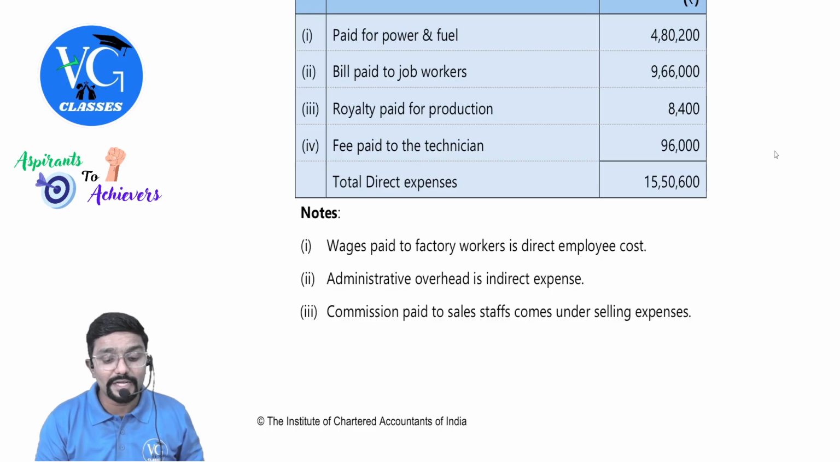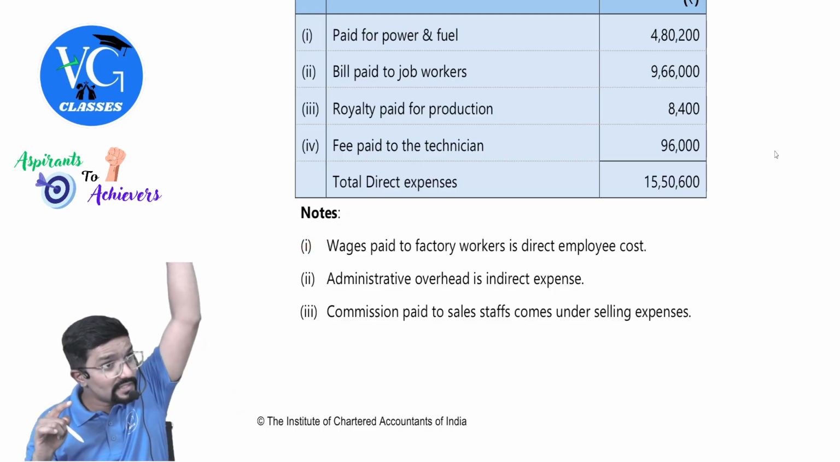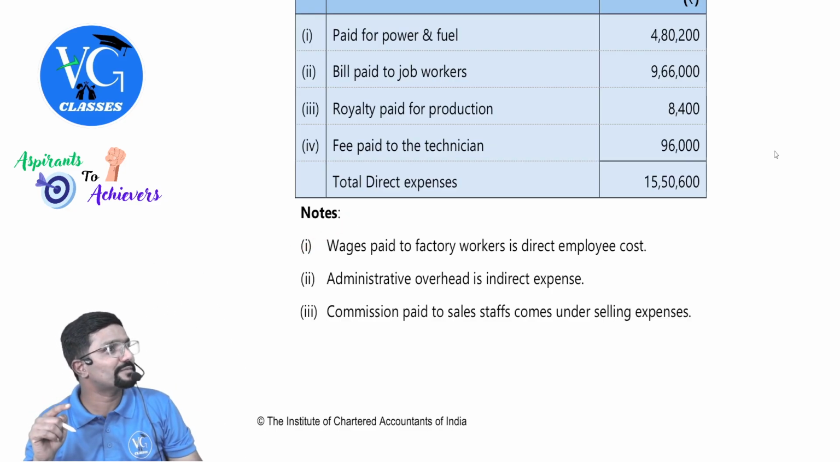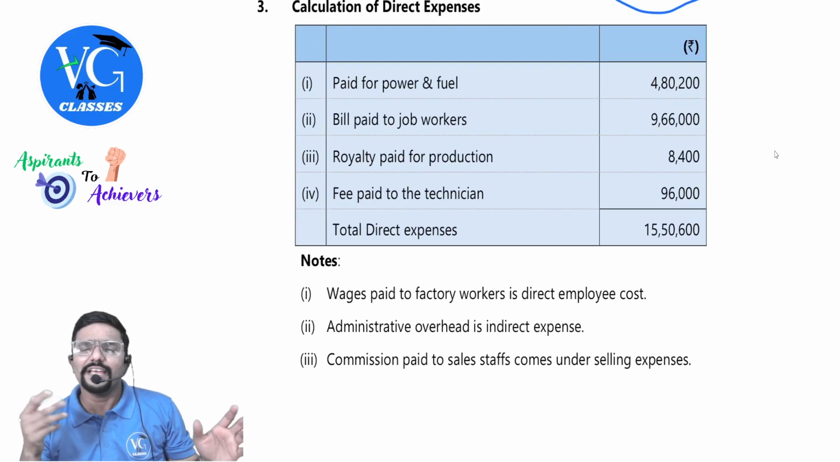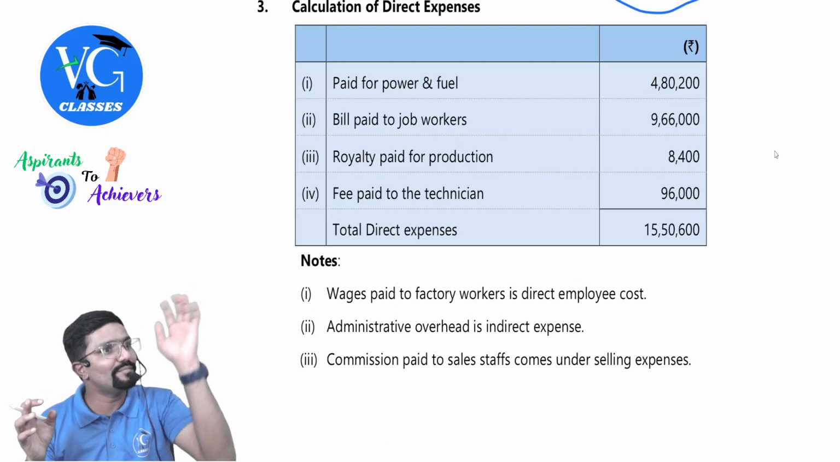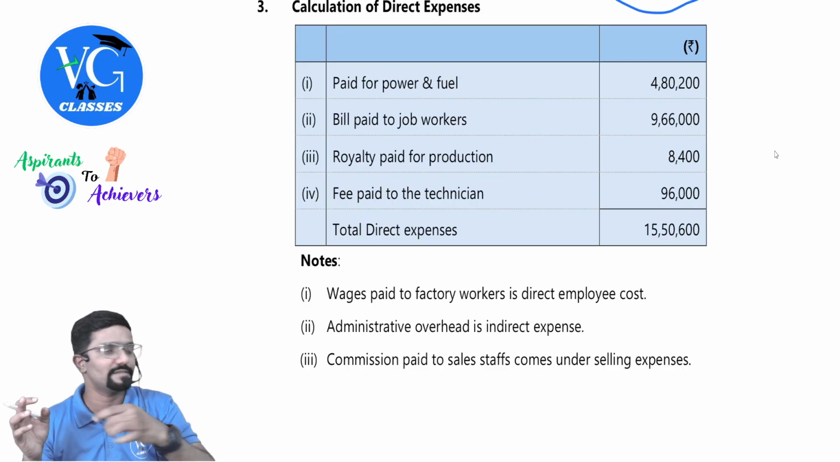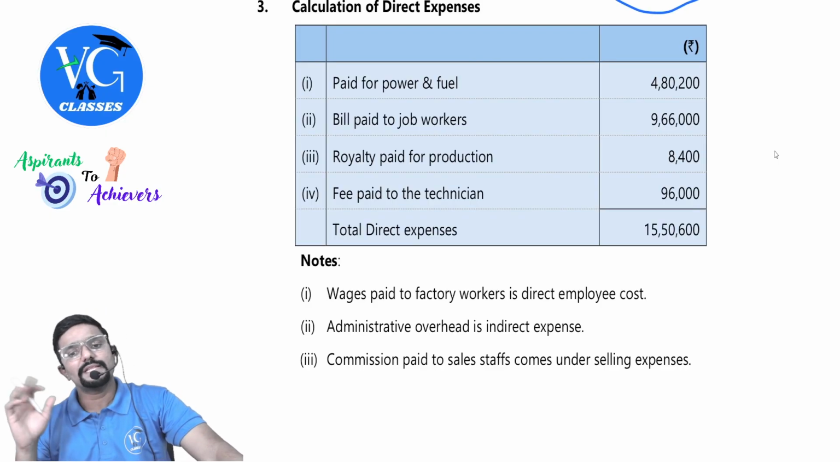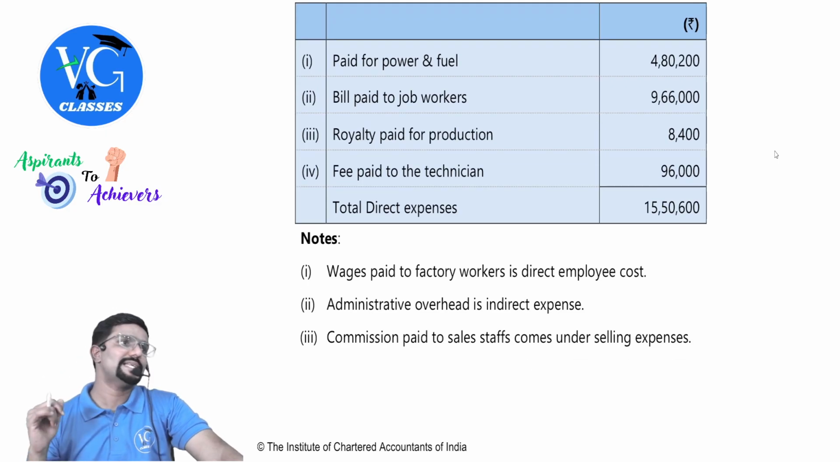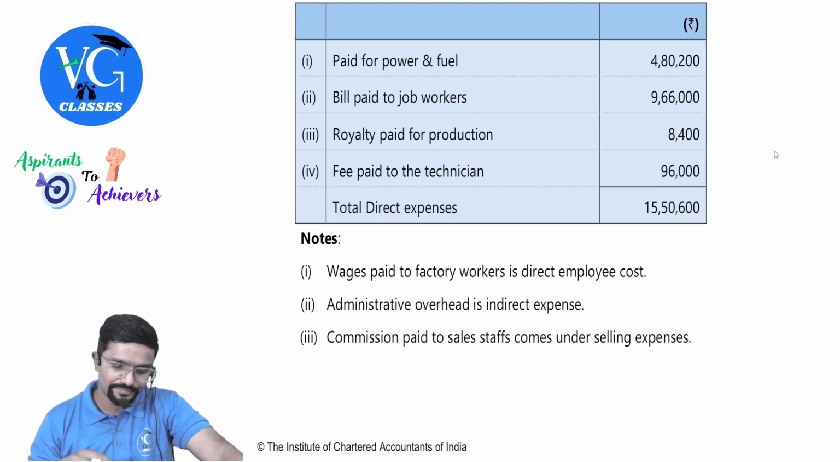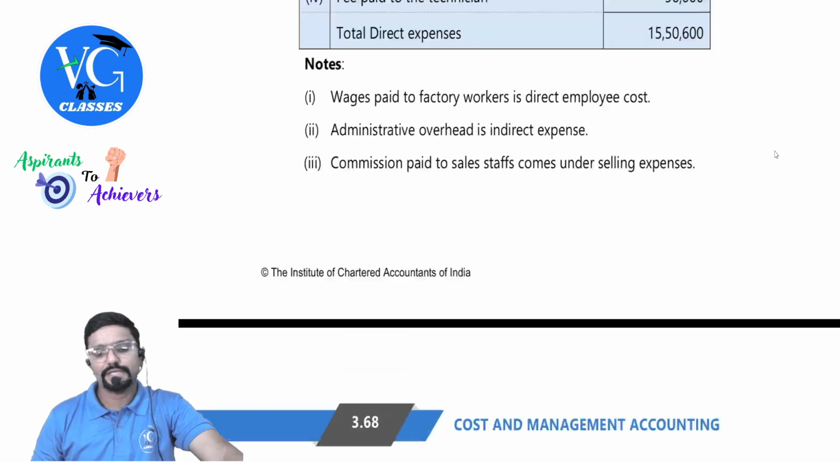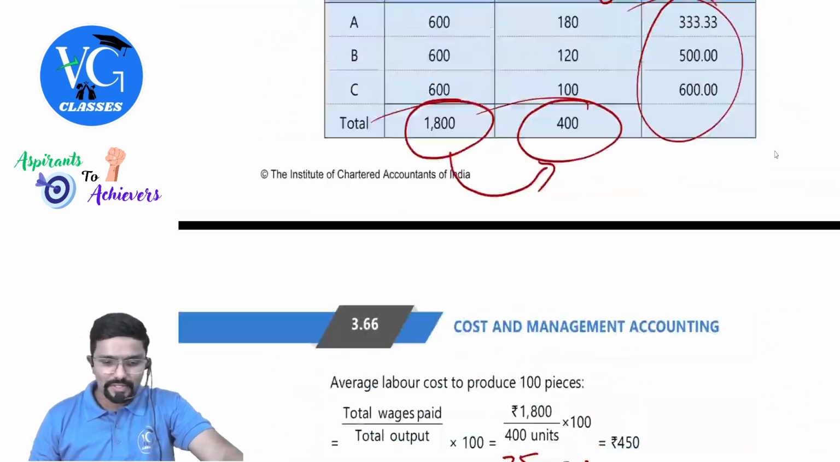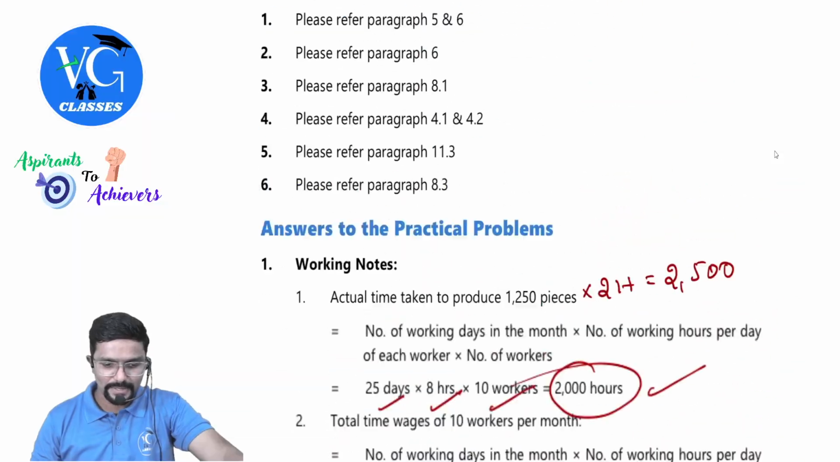And wages paid to factory workers we have not taken here because it is direct employee cost, not other direct expenses. Is it direct? Yes, but direct what? Employee cost, not other direct expenses. Commission paid to sales staff comes under what? Selling overhead, guys. Selling overhead. Yes. This is about the descriptive question, guys.